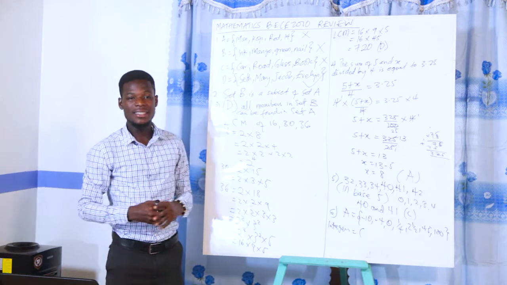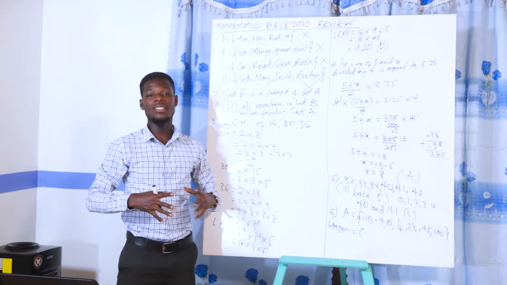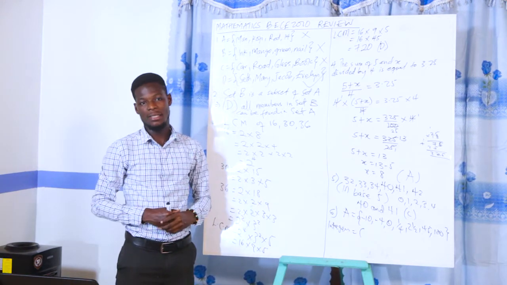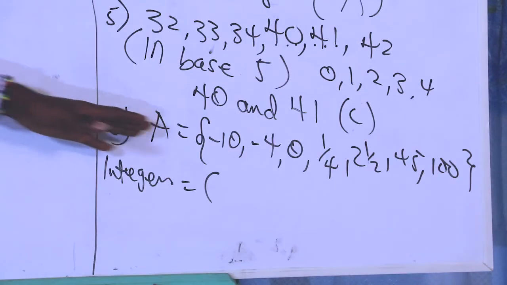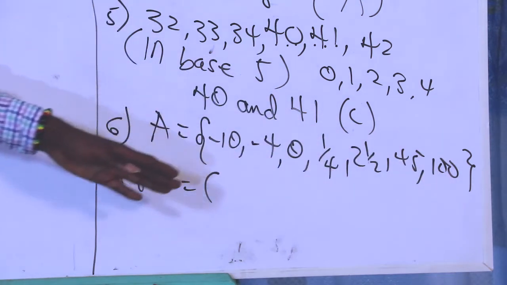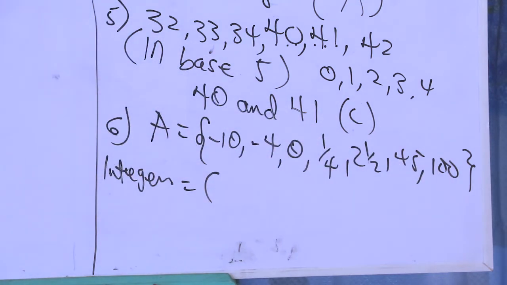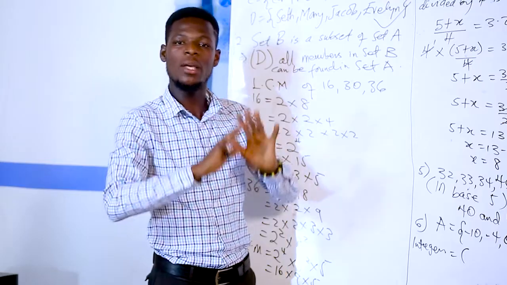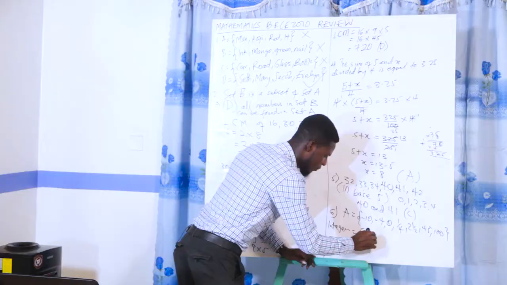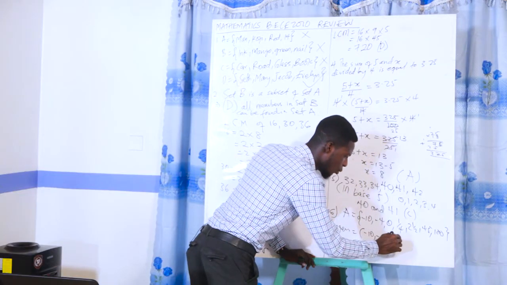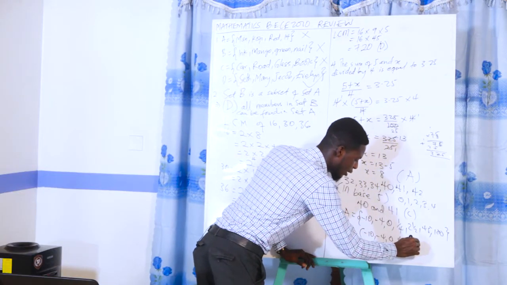Now, what are integers? Integers are positive and negative whole numbers. Simply put, positive and negative whole numbers. So, among these members, you are just going to select positive and negative whole numbers. Whole numbers, not fractions, which means that immediately all the fractions are eliminated. No fraction, only positive and negative whole numbers. So the integers here: -10, -4, 0, 45, 100.